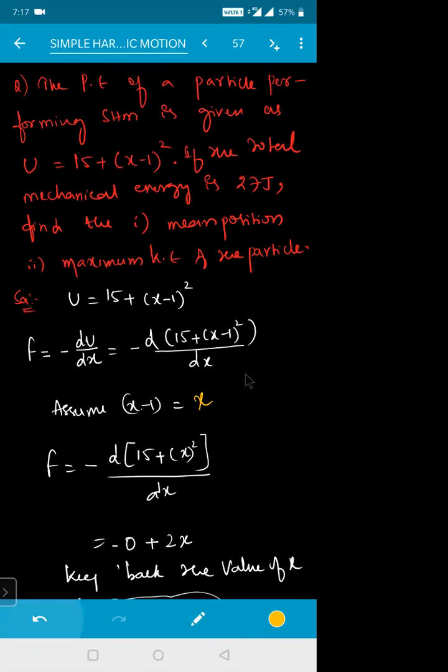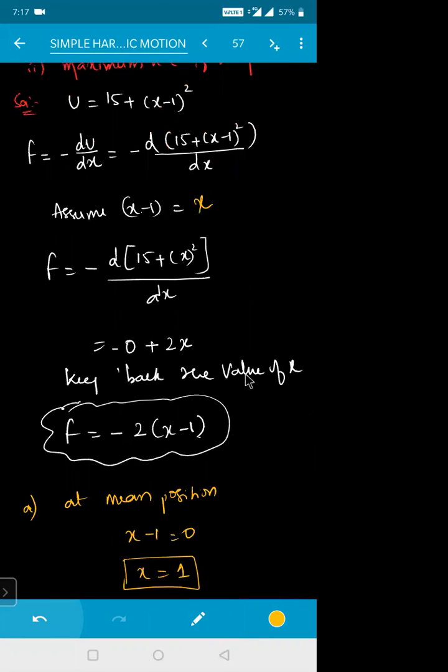Sir, at 0 plus 2x, why have we taken minus? Here the formula has a minus, no? F is equal to minus of dU by dx. This one is also minus here. This is the total term like this. 0 plus 2x is nothing but 2x, so it is minus of 2x. Okay.